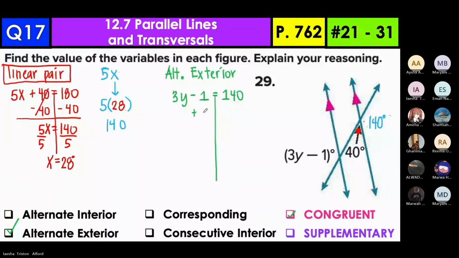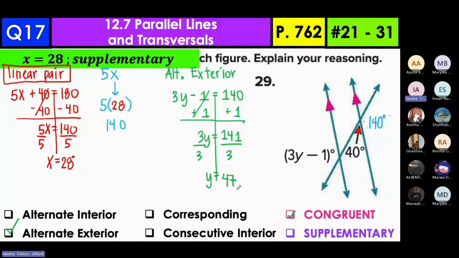Solve. Add 1 to both sides. 3y is equal to 141. Divide by 3, divide by 3. y is equal to what? 47. Good. Done. So x is 28.